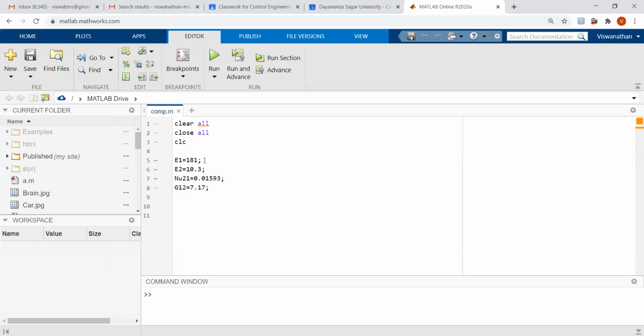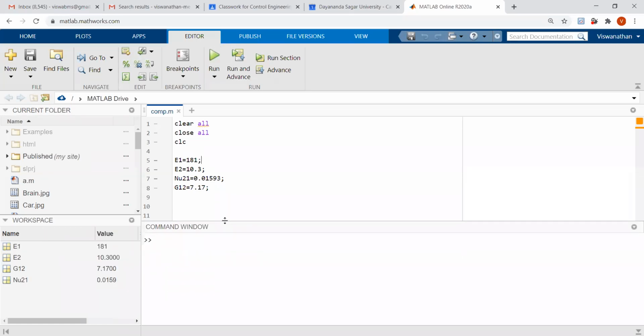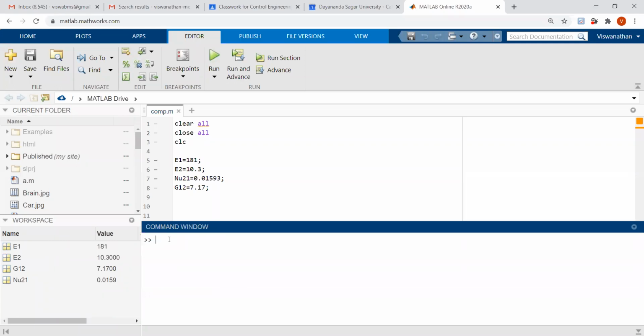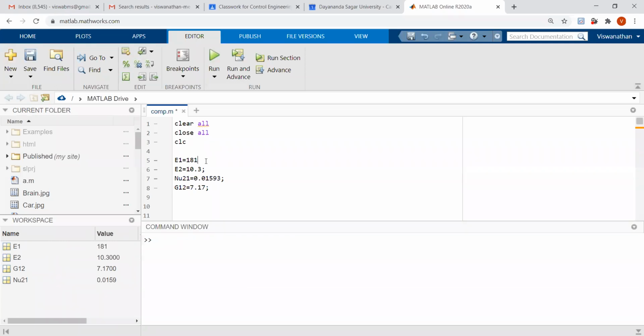Why is there a semicolon here? It denotes the ending of each line. If you run this code, in the command window you don't see anything. Suppose I remove this semicolon and run this, you see E1 is equal to 181, it shows. So if you put a semicolon, the value doesn't show in the command window.